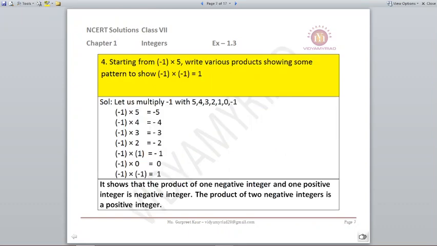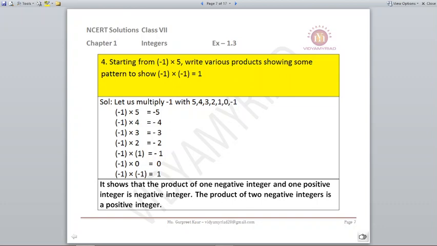Question number 4. Starting from minus 1 multiplied by 5, write various products showing some patterns to show minus 1 into minus 1 is equal to 1. Now what we will do is we will multiply minus 1 with all the other numbers 5, 4, 3, 2, 1, 0 and minus 1, because the last pattern to show is minus 1.